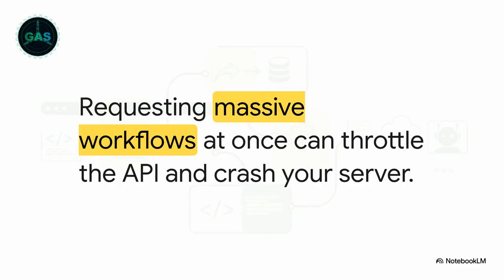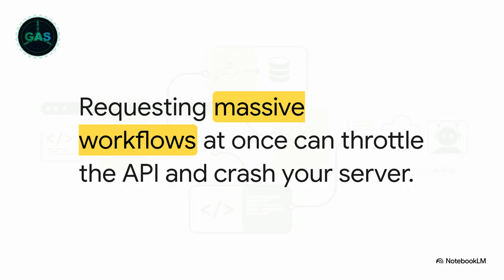If you go in and try to push the model to generate massive, highly complex sequences, say a 60+ node workflow all in one single prompt, you are asking for trouble. The AI will certainly try its best to do it, but it can easily throttle the API. It'll time out, try again, time out again, and this aggressive, endless looping can actually make your system unresponsive and temporarily crash your n8n cloud server.